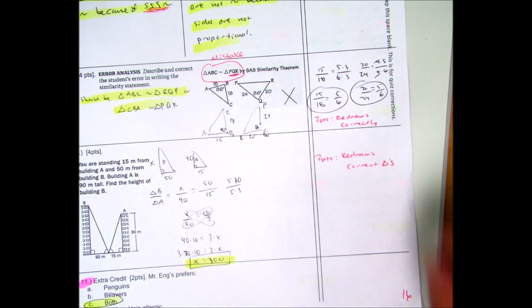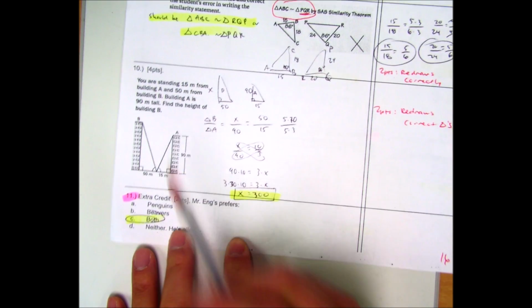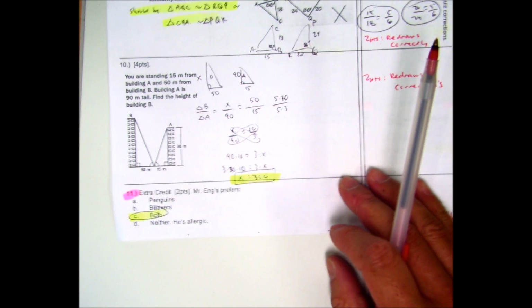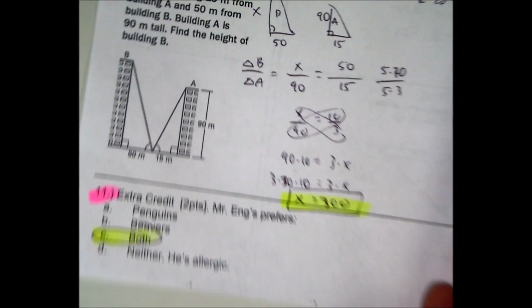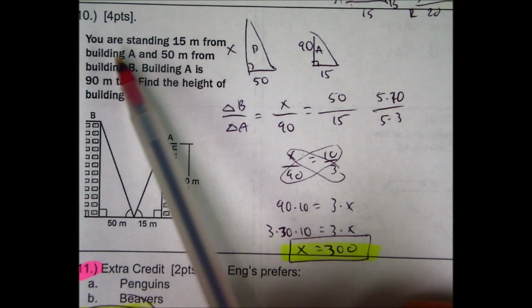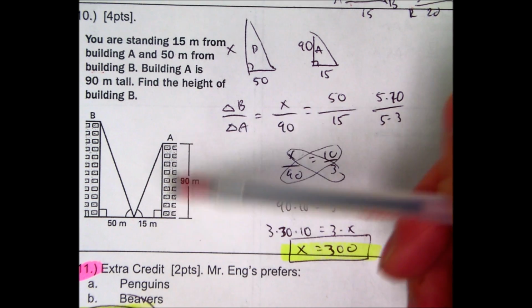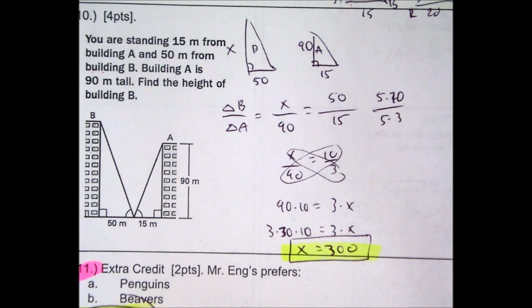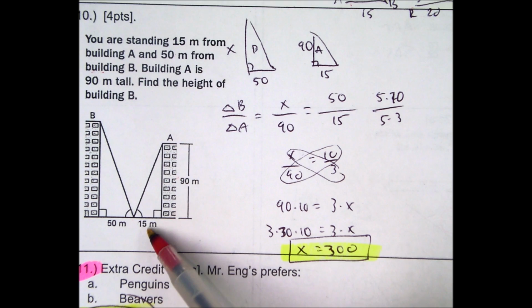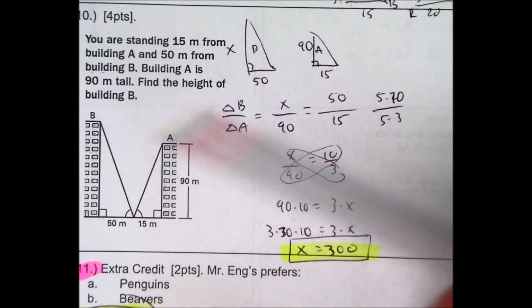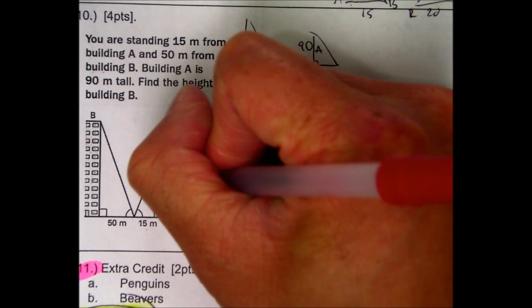Okay. Question number 10, word problem. You are standing 15 feet away from building A and 50 feet away from building B. Building A has a height of 90. Okay, so I have 2 triangles here, similar. My first triangle is the small one, because the numbers are smaller.